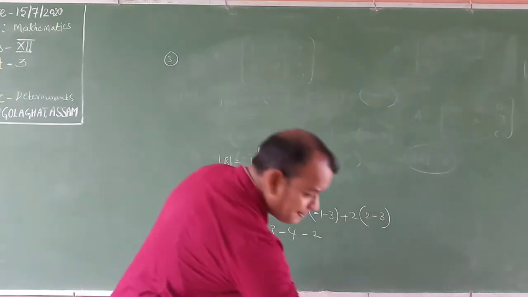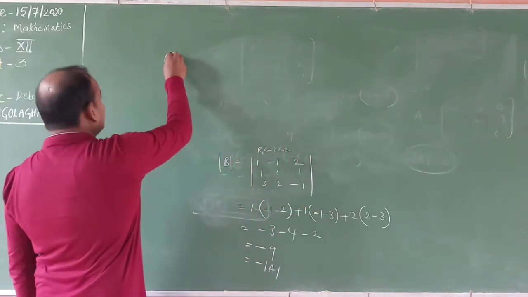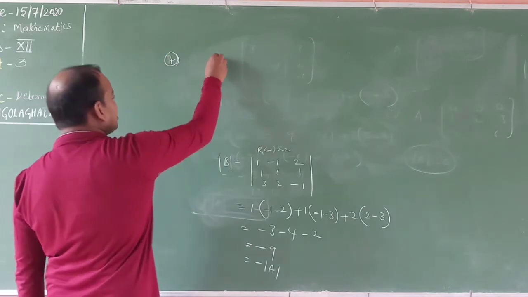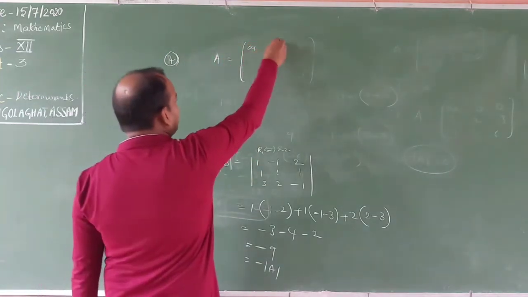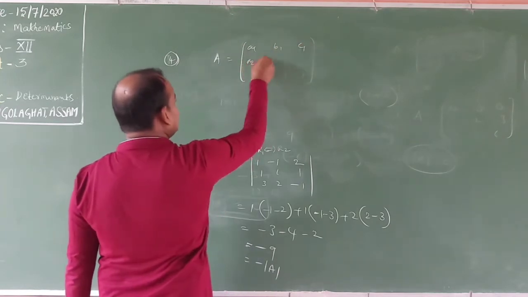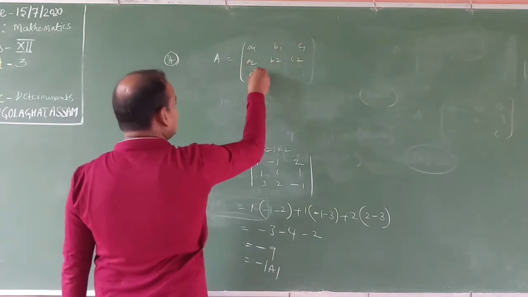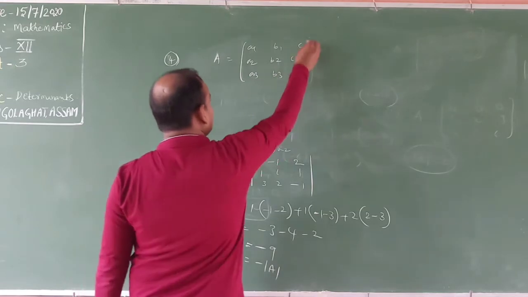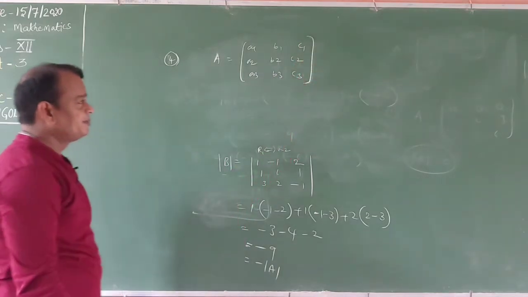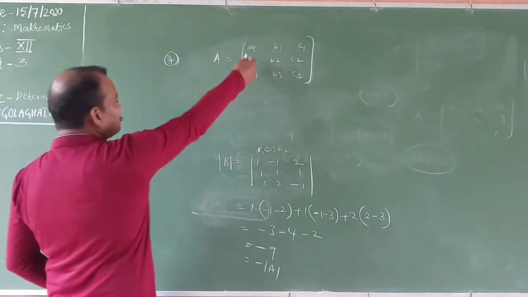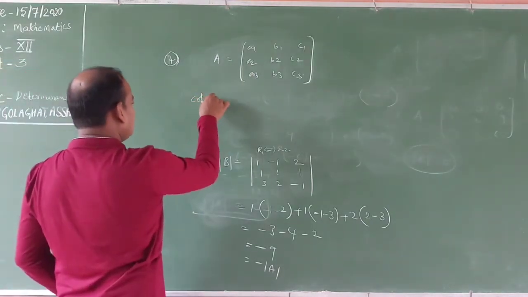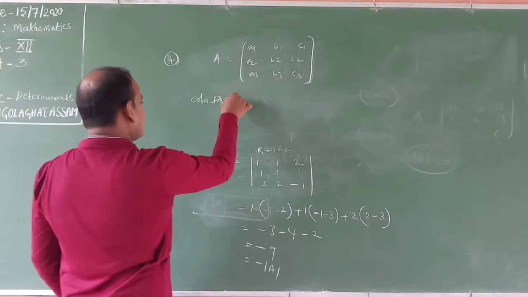Okay. Now the next one is the fourth property. Yesterday we discussed, suppose A is equal to a1, b1, c1, a2, b2, c2, a3, b3, c3. This is the matrix. Now yesterday we found the cofactors. What is the cofactor matrix? You know very well how to find the cofactor matrix of A.